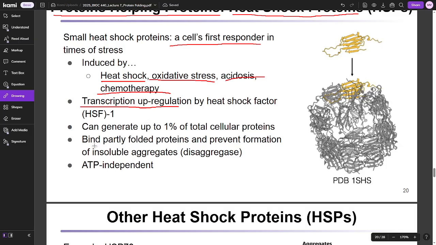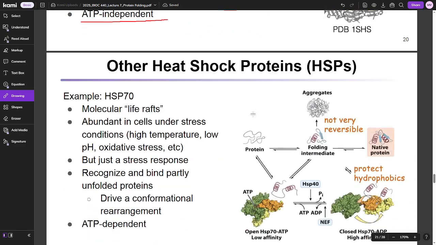But yeah, it basically binds to partly folded proteins and prevents formation of these aggregates. It's trying to prevent these aggregate formations. And it's also ATP independent, which is really cool. So basically this is a protein that binds to proteins that have not formed correctly and stops them from aggregating and forming these insoluble clumps, which can cause severe problems.